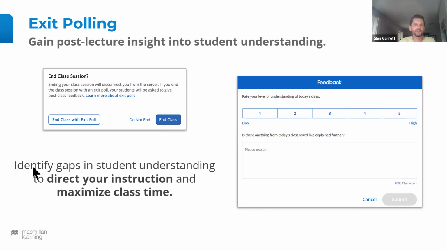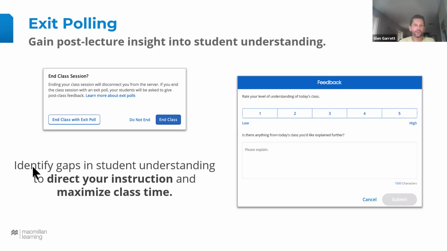What's your level of understanding of today's class? 1 being low, 5 being high. And then the second one, is there anything from today's class you'd like explained further? You can enter up to 1,000 characters. That's designed around the concept of muddiest point. You're asking students, are you confused on something? If so, tell me what it is.